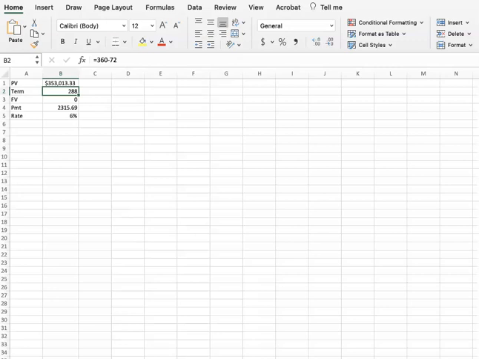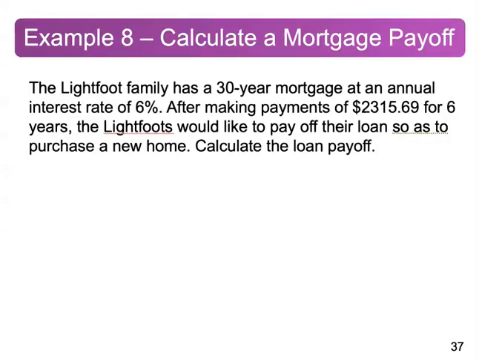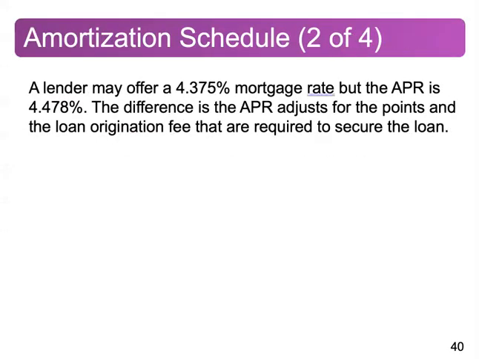So let's take a look at another example here. A lender may offer a 4.375% mortgage rate, but the APR is 4.478%. So what's going on there? The difference is the APR adjusts for the points and the loan origination fee that are required to secure the loan. So even though you might have a particular interest rate, often you'll see a higher value for the actual APR because that's effectively what you are paying each year on top of the cost of that loan.